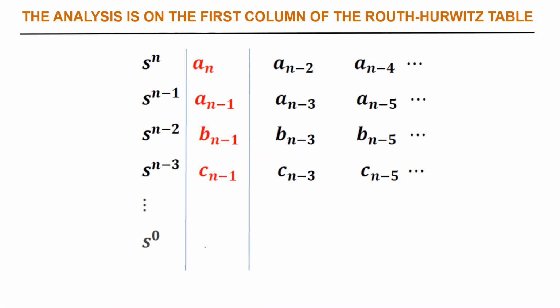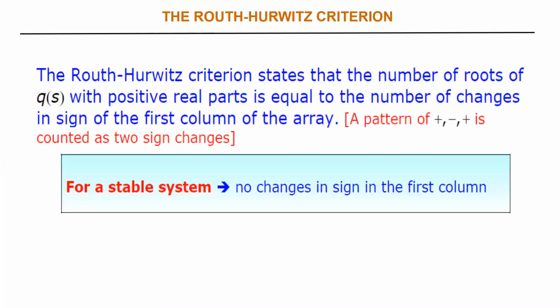Okay, until the last one. We will count in this first column how many sign changes there are. The number of sign changes means the number of poles in the right half plane. And clearly, if I know how many poles are in the right half plane, then I know whether the system is stable or unstable. So I will use this information, and this is a theorem by Routh-Hurwitz.